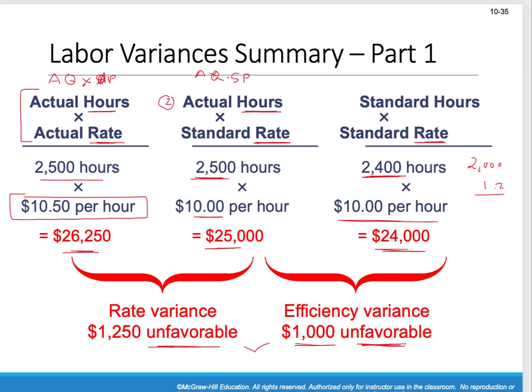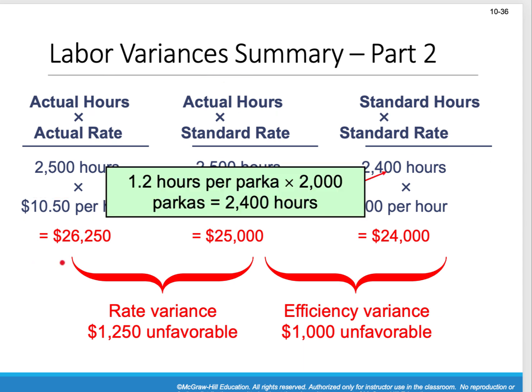Just took it an extra step there that we really didn't need to. Again, they explain how we got the 2,400 hours. I already explained that to you. Remember, we're taking the actual output at the actual amount that should be used. Well, we should use 1.2 hours. We made 2,000 parkas. We should use 2,400 hours for the month.